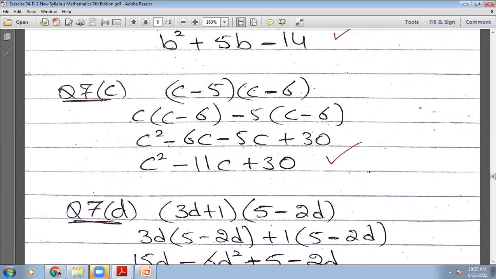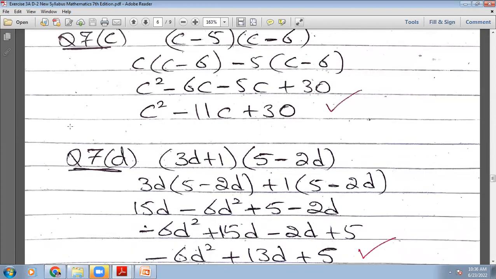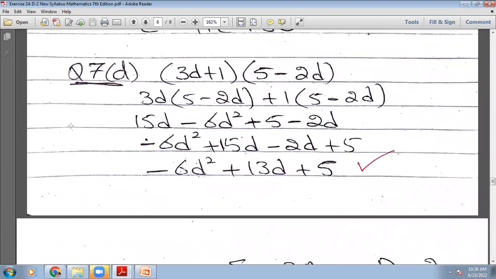So it will become c² − 6c. When this negative will multiply with these two members, their signs will change. You see minus 5c plus 30. So c² − 6c − 5c, it will become minus 11c and plus 30. And then we have the D part.